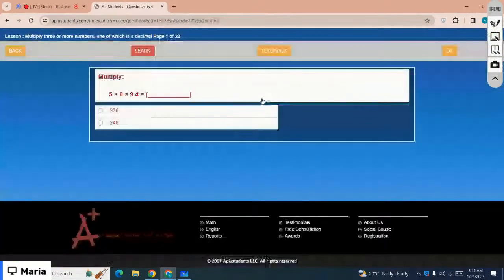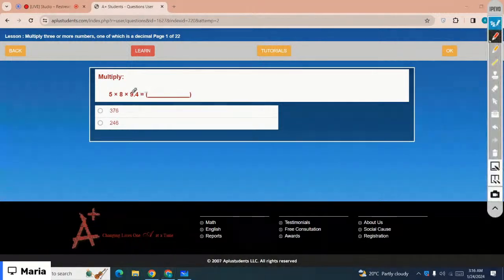Okay, 5 times 8 times 9.4, right? So let's just multiply 8 times 9.4, right? Multiply without the decimal. 94 times 8, that is 8 times 4 is 32, 2 here, 3 carry. 8 times 9 is 72, 73, 74, 75. You have one decimal place, right? So you need to move the decimal point from here to here. It would be 75.2, right?